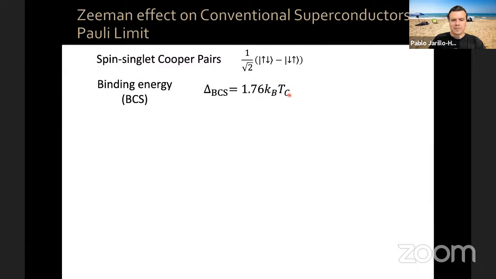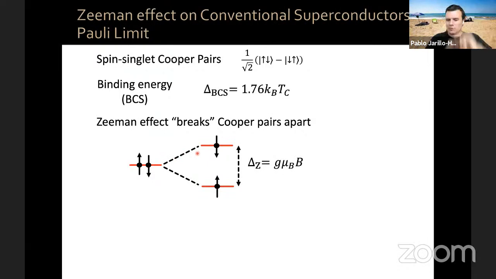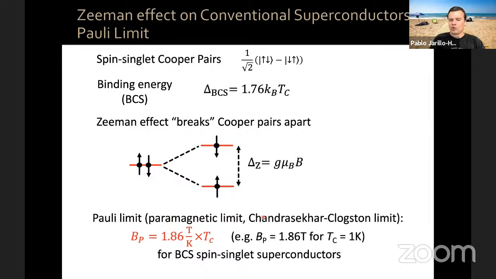A Zeeman effect splits apart your Cooper pairs. So when the Zeeman energy, μB·B, is equal to your gap, then your superconductivity should be long gone. That leads to something known as the Pauli limit, paramagnetic limit, or the Chandrasekhar-Clogston limit, which tells you the critical field for a Zeeman field should be about 1.86 Tesla per Kelvin times TC in Kelvin.